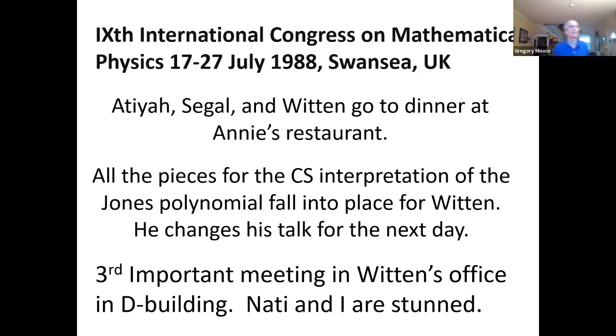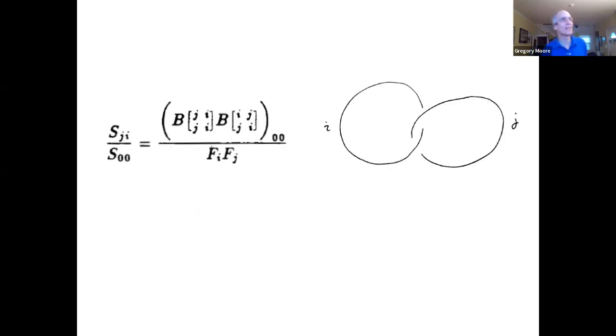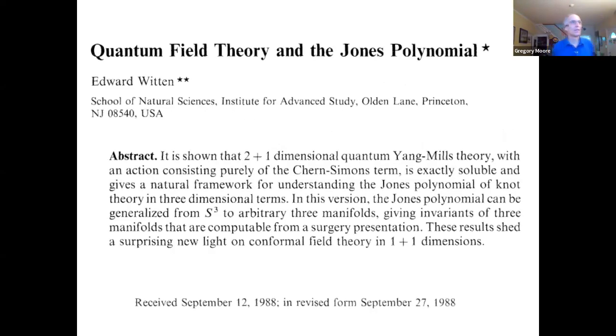When he got back from Swansea, he summoned Nadia and me to his office, and I remember him explaining this. It was probably a version of his talk at Swansea. And Nadia and I were just absolutely stunned. And well, finally, that complicated formula for the S matrix in terms of the braiding matrix became clear. It was just a link invariant for two circles with representations I and J. He lost no time writing it up at the end of August 88 and the beginning of September.